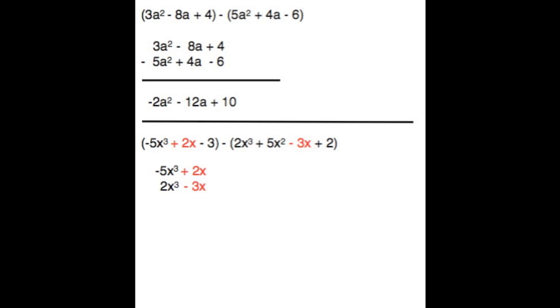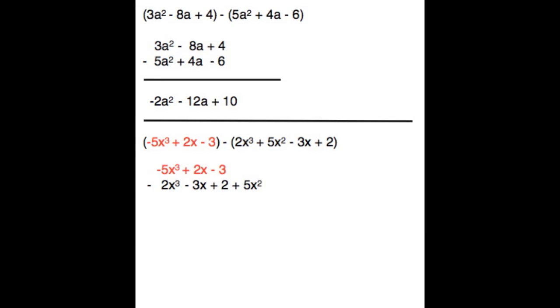We move to positive 2x in the first polynomial. The like term in the second polynomial is negative 3x. We line these like terms up below. We move on to the final term in the first polynomial, negative 3. The like term in the second polynomial is a positive 2. We line these like terms up below. Notice we had one term, a positive 5x squared, in our second polynomial that did not have a like term in the first polynomial. So we bring this down by itself.